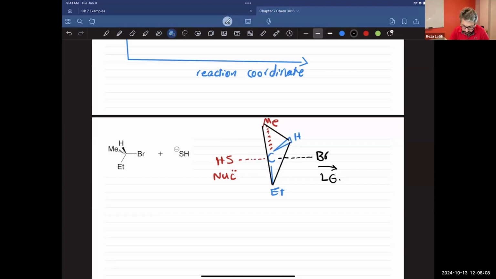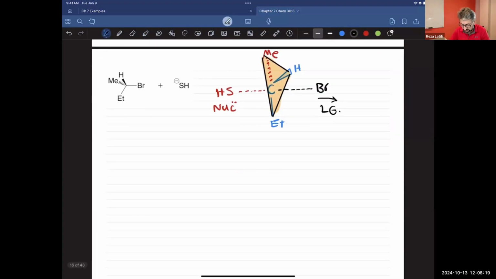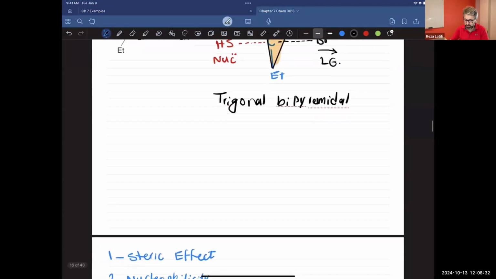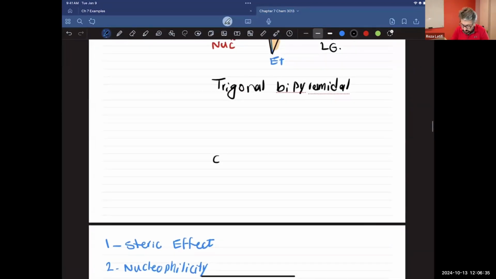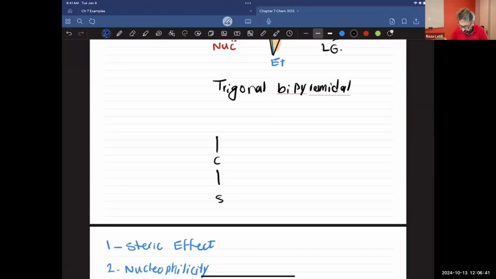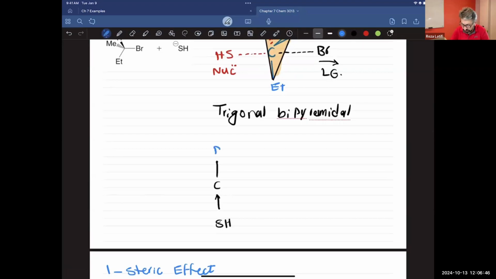And that plane, it will be completely flat. And the bond angle between the groups will be 120. So the geometry of the transition state will be trigonal bipyramidal. You can assume it like that. You have a carbon, two groups attached to it, and one group is the nucleophile, SH. SH is trying to come to the system, while bromide is leaving the system.